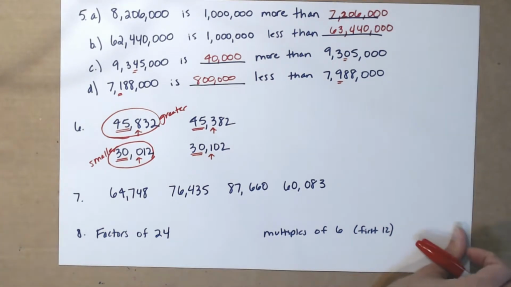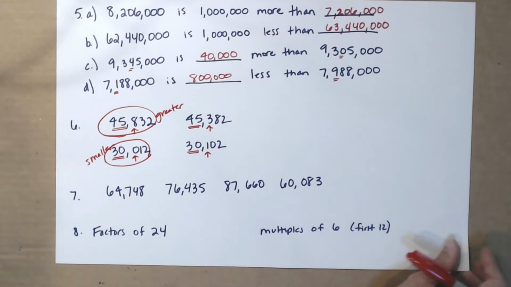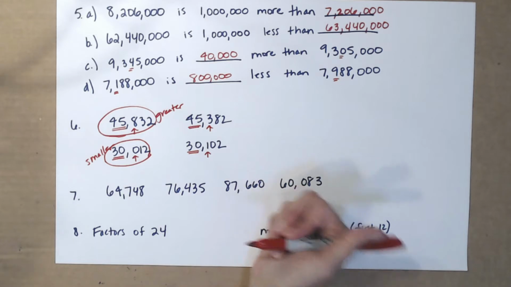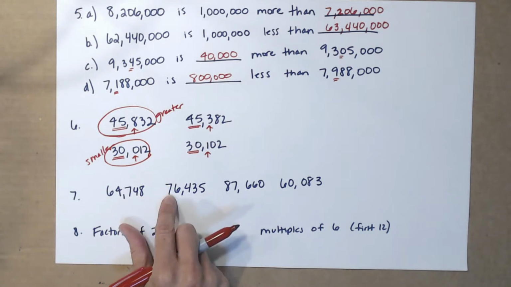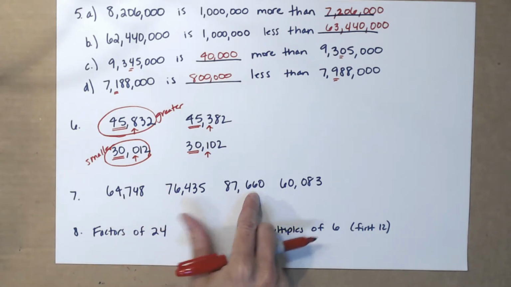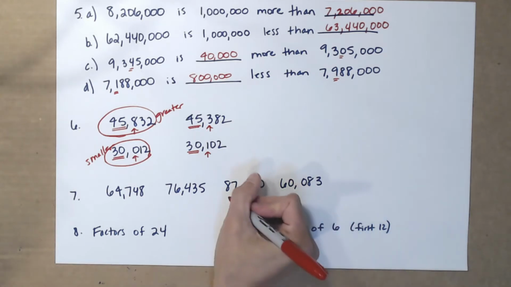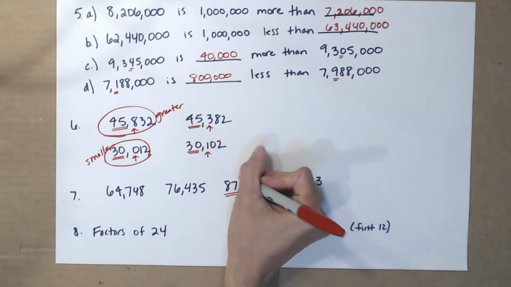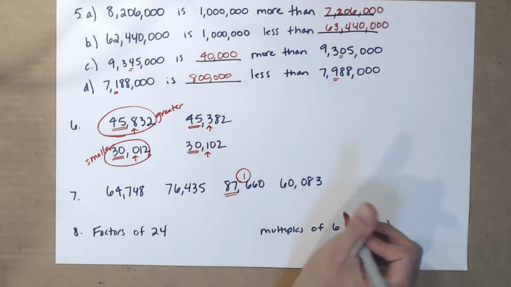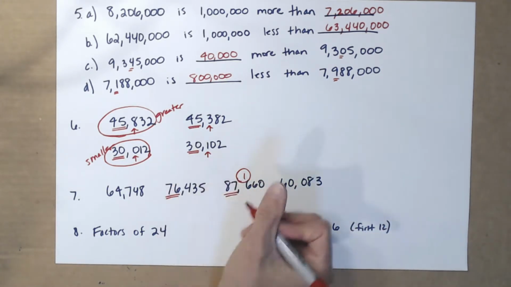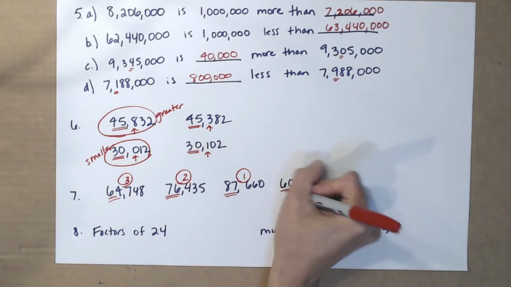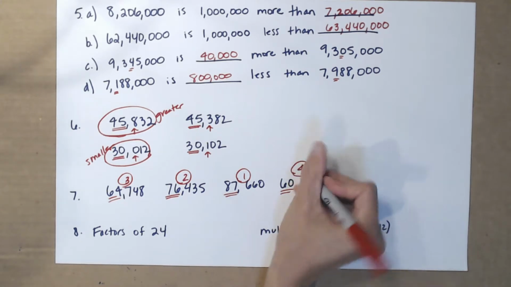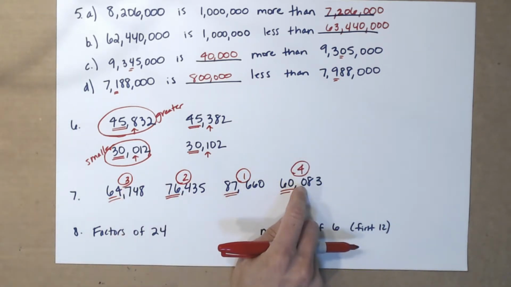And then number 7 asks for arranging the numbers in decreasing order. So decreasing means start with your largest. So all we really need to do is look in the thousands here. So we have 64,000 in something, 76,000 in something, 87,000 in something, and 60,000 in something. So our most thousands are 87. So this is your largest. That'll be your 1. Then the next largest would be our 76,000. And then after that, our 64,000. And then our smallest thousands is 60,000. So it'd be 1, 2, 3, 4 on that one.